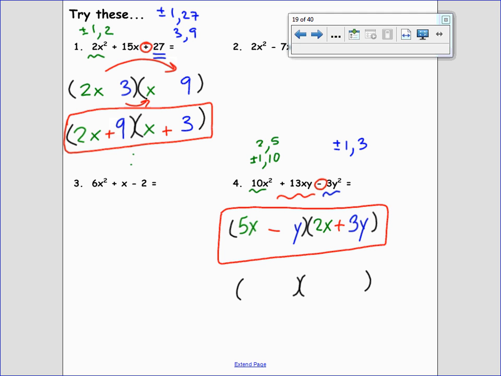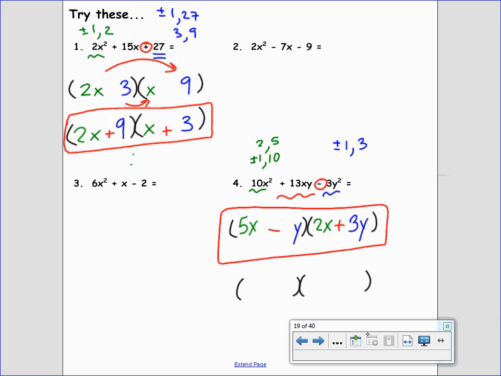Right now, with your partner, I need you to try number 2 and number 3. Make sure you're considering the factors of the first and the factors of the last. Go ahead and make several pairs of parentheses. I'm going to circulate, catch my eye. If you have a question, don't be afraid to make a mistake. Each mistake you make is one step closer to the right answer.